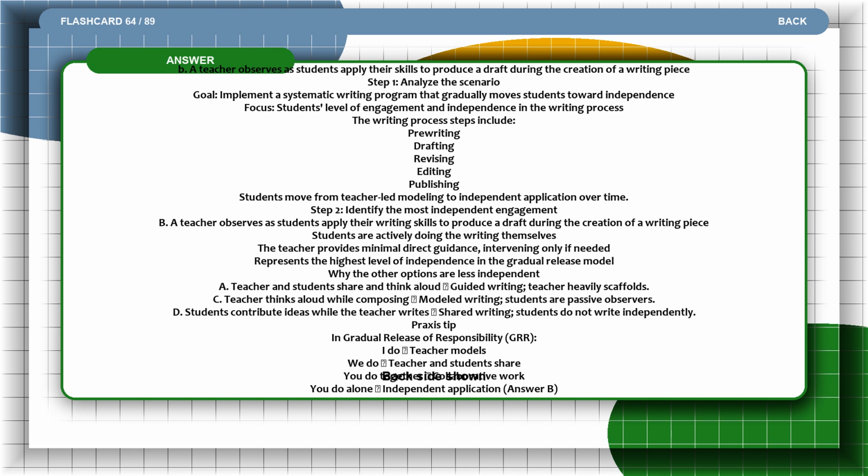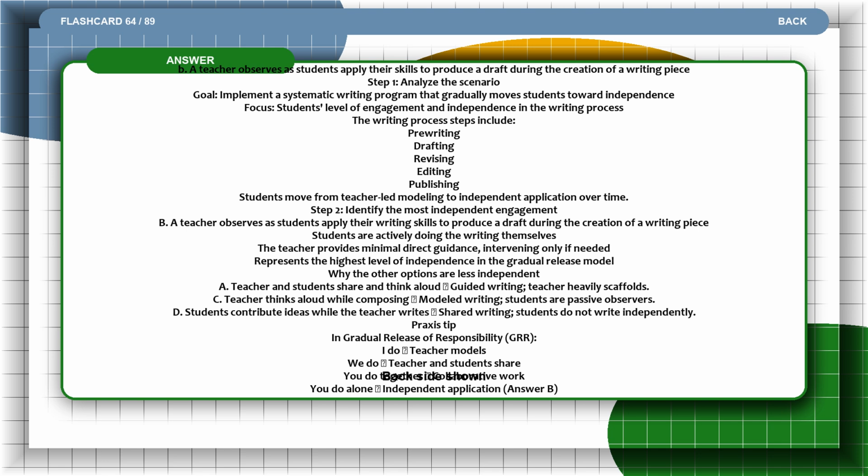A. Teacher and students share and think aloud. Right arrow guided writing. Teacher heavily scaffolds. C. Teacher thinks aloud while composing. Right arrow modeled writing. Students are passive observers. D. Students contribute ideas while the teacher writes. Right arrow shared writing. Students do not write independently.